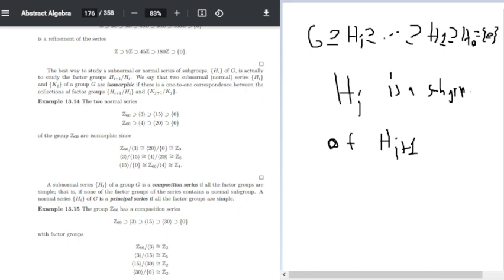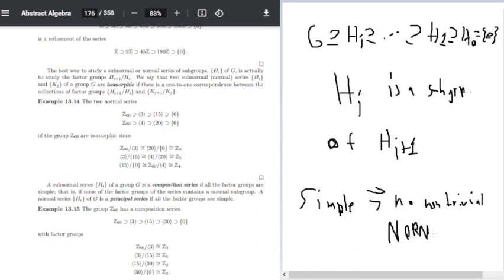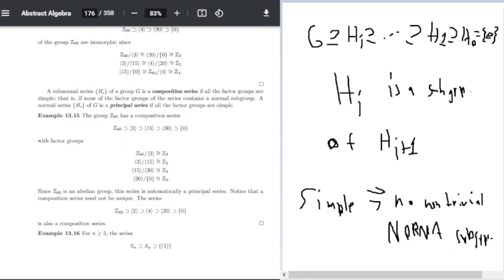A subnormal series H sub i of a group G is a composition series if all the factor groups are simple. Note here that simple implies no non-trivial normal subgroups. A normal series H sub i of G is a principal series if all the factor groups are simple.